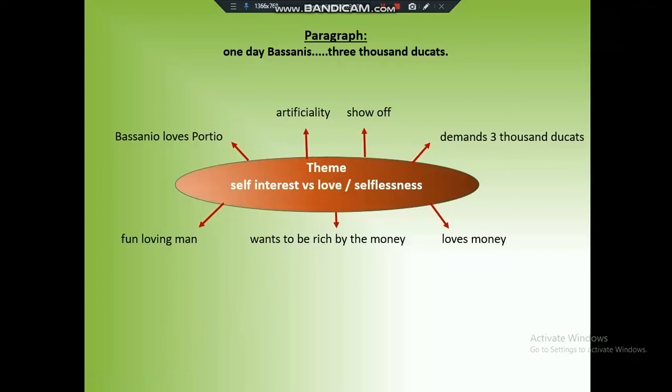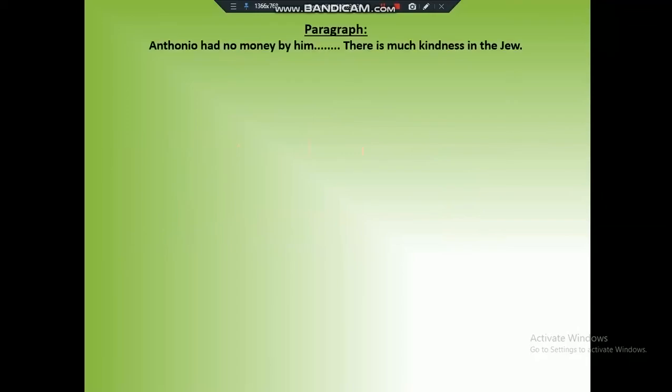So the next paragraph, let me explain. Antonio had no money by him at that time to lend his friend. He said he would go to Shylock, the rich money lender, and borrow the money upon the credit of some ships. Antonio and Bassanio went together to Shylock, and Antonio asked the Jew to lend him 3,000 ducats.